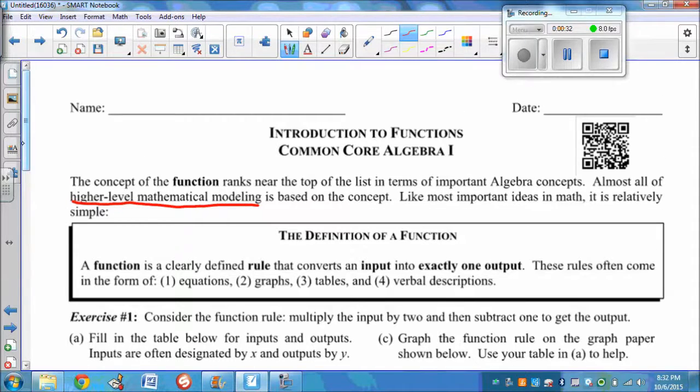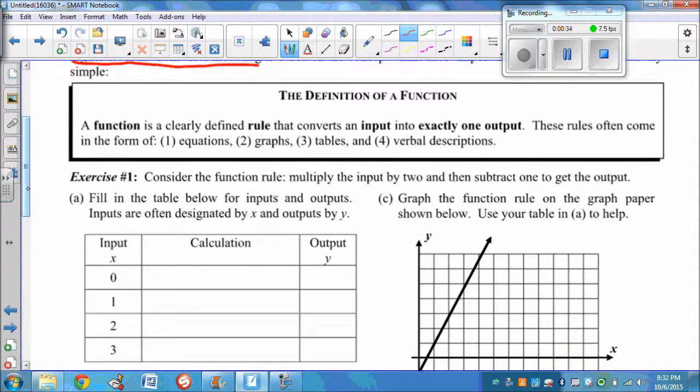Okay, so the concept is relatively simple. The definition of a function, and you've dealt with functions all along, you just never called them that. A function is a clearly defined rule that converts an input into exactly one output. So there's your function definition right there. We're going to refer back to that a lot. The rules often come in the form of equations, graphs, tables, and verbal descriptions. Now you've dealt with all of those four things.